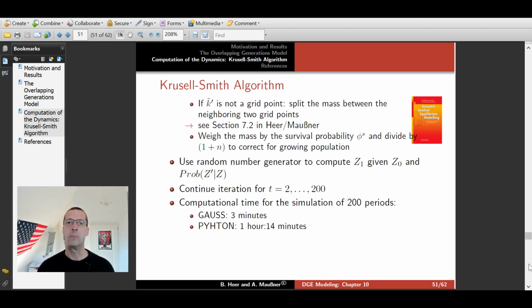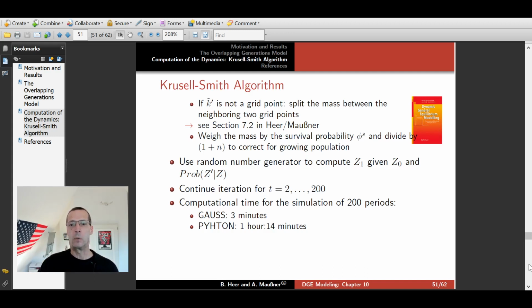Now, if k prime most certainly is not a grid point, then we have to split the measure at this point k prime to the neighboring two grid points. Of course, the closer it is to the neighboring grid point, the higher will be the share of the measure that this grid point is allocated. And of course, the two shares must sum to 1, so that all the measure at period t is allocated to the grid points in period t plus 1. And we will get into the detail in the next slide.